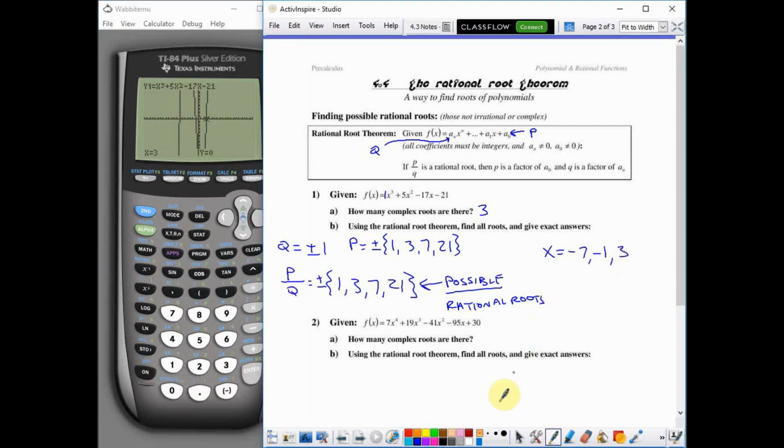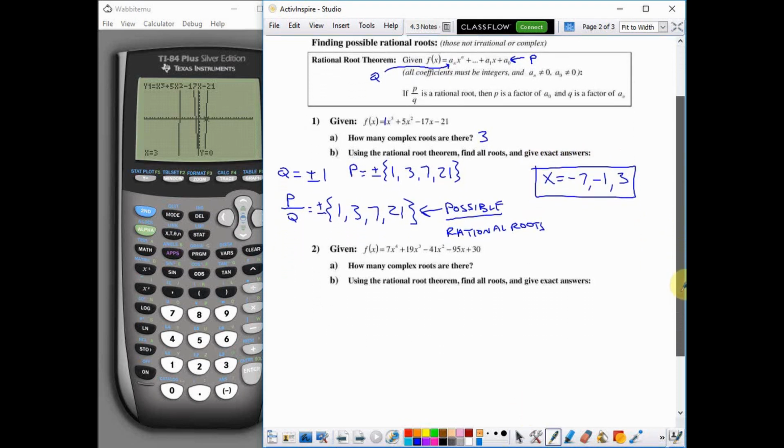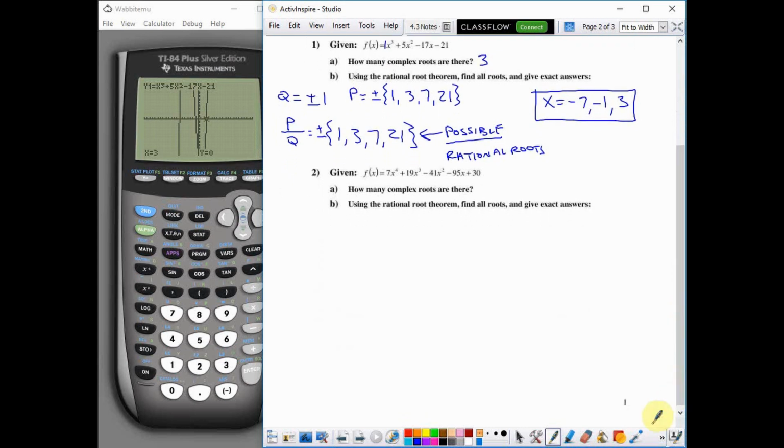Negative 7, negative 1, and 3. I said there were going to be 3 roots because it's a degree of 3. Those are my 3 roots. I found them all on the graph. This one here, number 2, is a degree of 4. So there will be 4 complex roots.